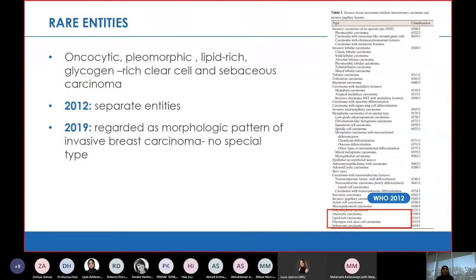Rare entities have always been there in WHO, like oncocytic, pleomorphic, lipid-rich, glycogen-rich, clear cell, and sebaceous carcinoma as a separate entity in the 4th edition. But then they decided, in the 5th edition, it's a rare entity. There is no clinical implication of these rare entities. So again, it was decided to be one morphological pattern of invasive breast carcinoma, no special type.